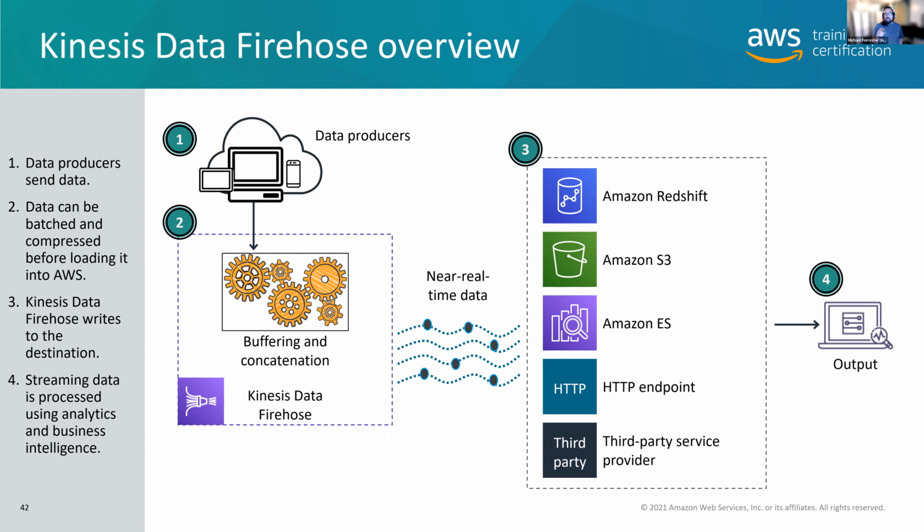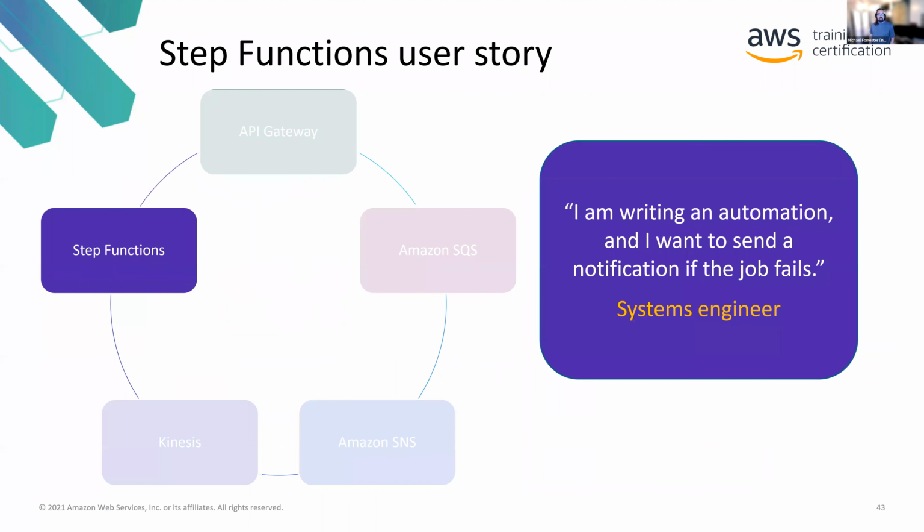Kinesis is used for real-time data collection, data streaming. That's what it's used for. All right, so Kinesis, real-time. SNS, simple notification service, right? Used for notification, pub/sub. SQS is a messaging queue that allows loose coupling and asynchronous messaging. Both SNS and SQS have standard and FIFO queues. API Gateway is basically a caching, metering, and throttling load balancer for APIs.